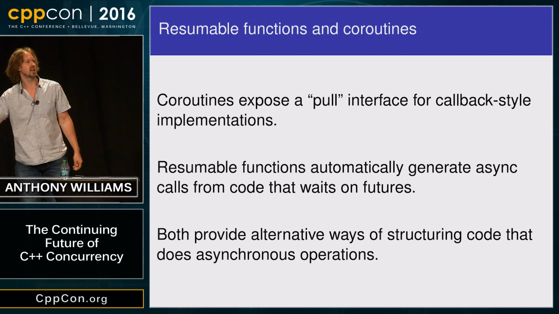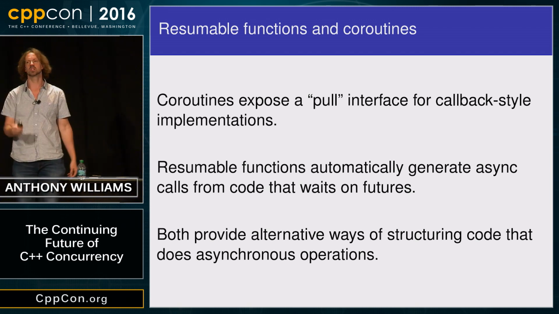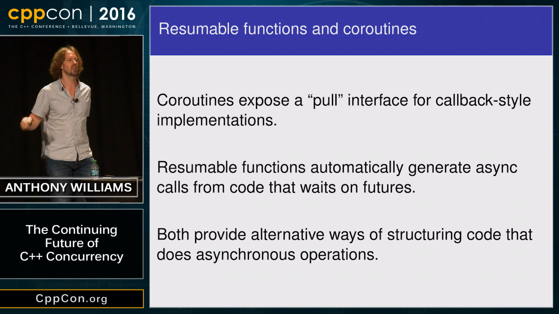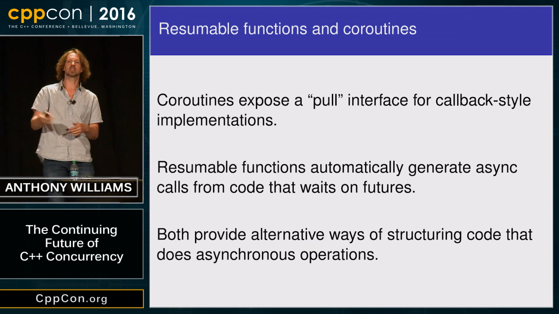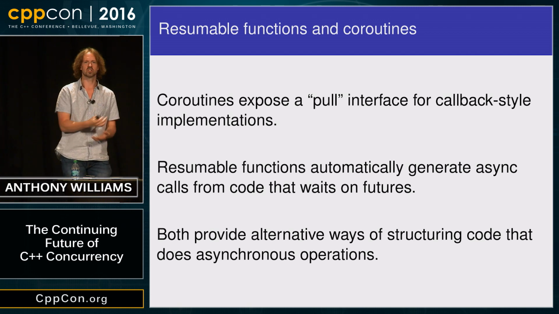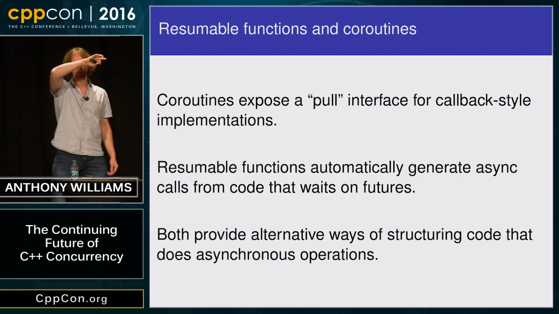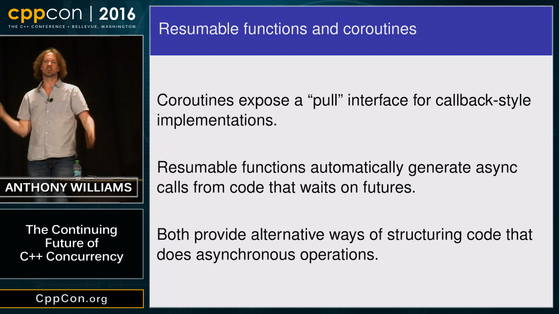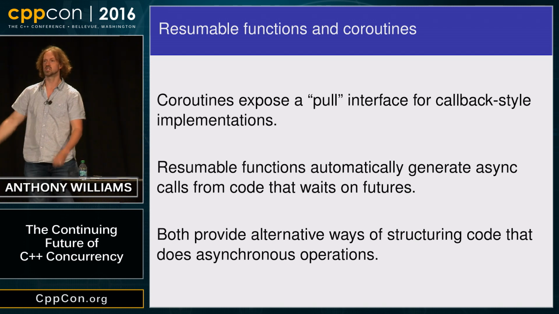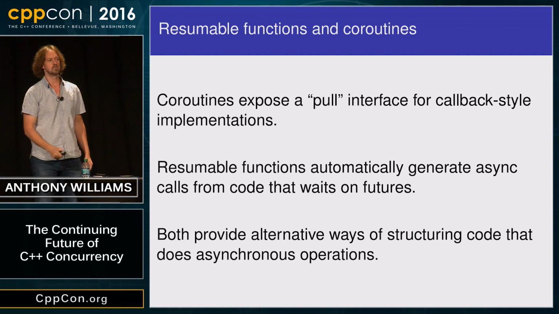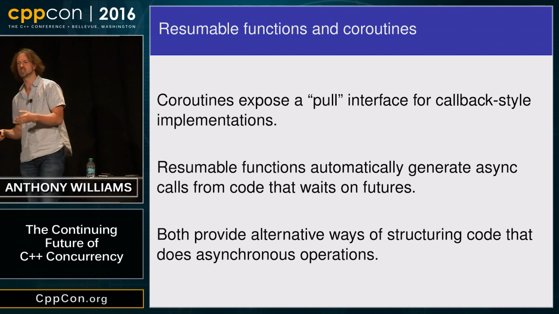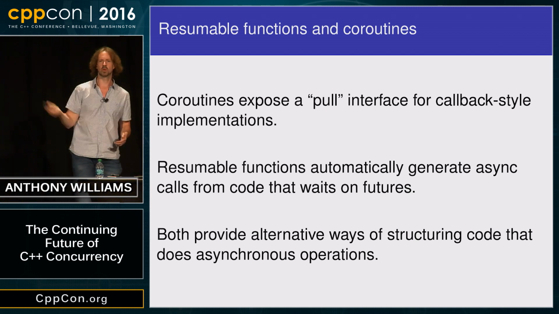Coroutines. Coroutines are great. They expose a pull interface for callback style implementations. And resumable functions is a way of generating async calls from code. So things like the co-await keyword. You stick co-await in, and it says this function is going to resume when this other task is done. And there were alternative ways of structuring code that does asynchronous operations. Like I said, there's a whole bunch of talks on that.